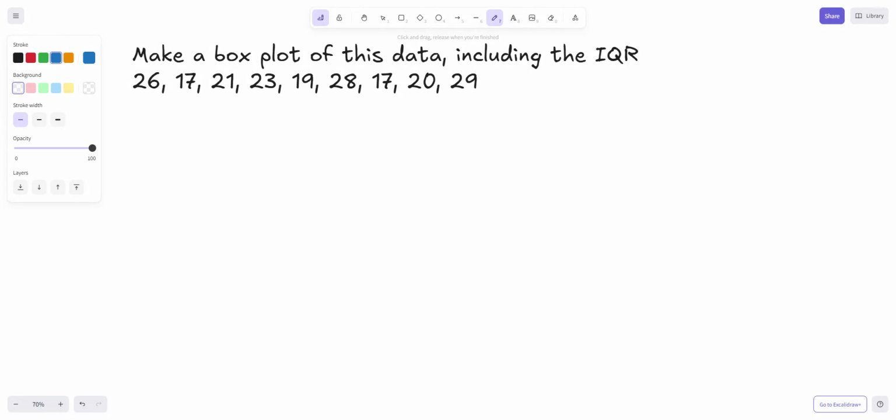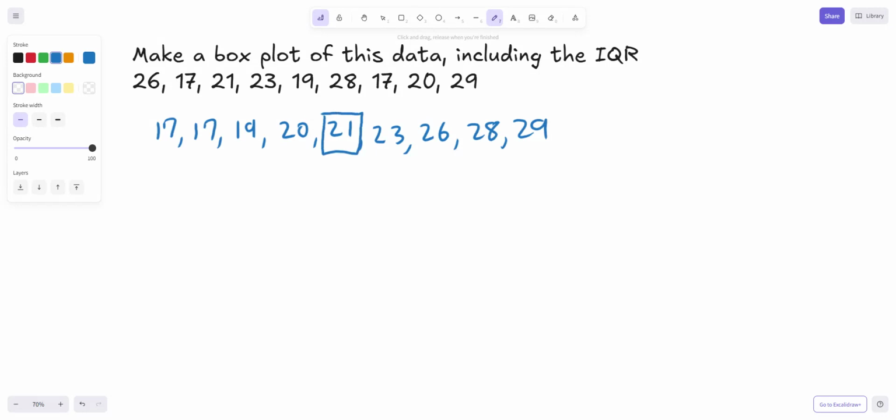Smallest number here is 17. And then there's another 17. And then 19, 20, 21, 23, 26, 28, 29. Let's see, 1, 2, 3, 4, 5, 6, 7, 8, 9 numbers. Do I have 9 numbers? Yes, I do. Okay, so 9 numbers, there's going to be one median, right? 1, 2, 3, 4, 5.